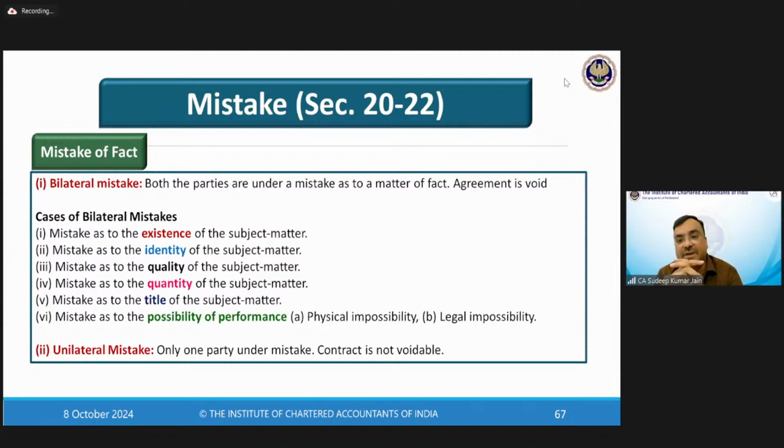But in case of mistake of Indian law or unilateral mistake, contract is valid. In case of mistake of foreign law or bilateral mistake, contract is void. So in case of mistake, contract is either valid or void. Indian law, law of the country, or unilateral, perfectly valid. Mistake of fact, bilateral mistake, and mistake of foreign law is void. Clear?